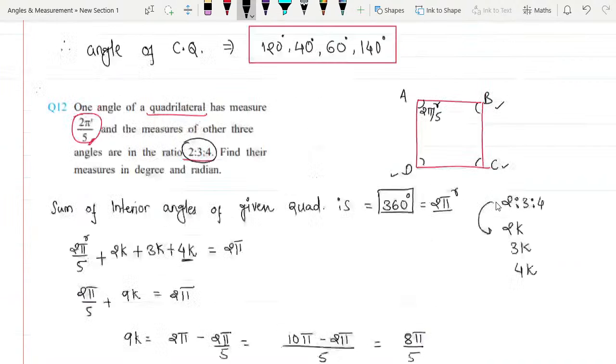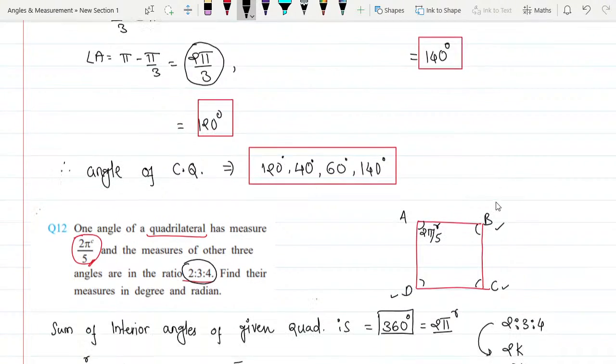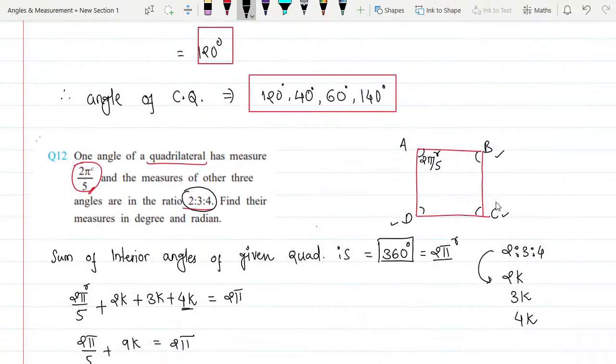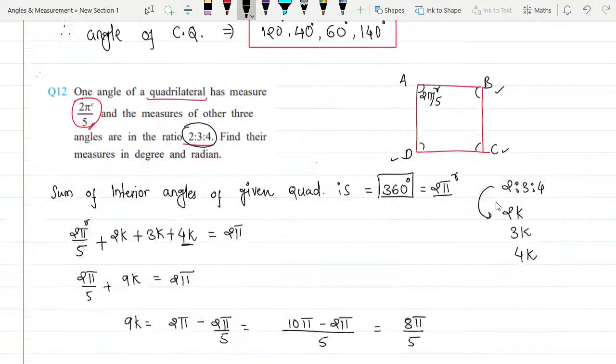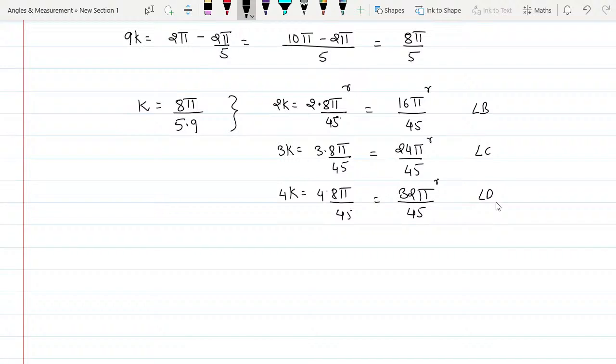Again I am telling you, I have just taken this square as any simple quadrilateral. Definitely the given quadrilateral is not a square. If this were a square, we should have pi by 2, pi by 2, pi by 2. And the last angle they have given is 2 pi by 5. So these are all the angles of the quadrilateral.